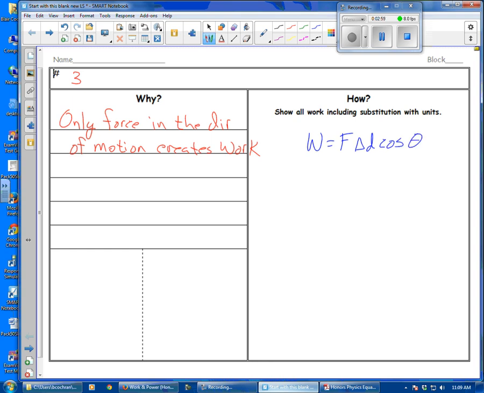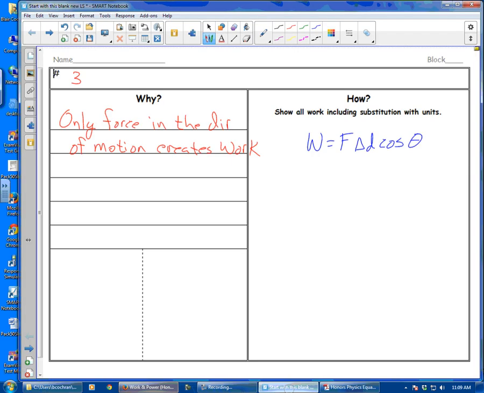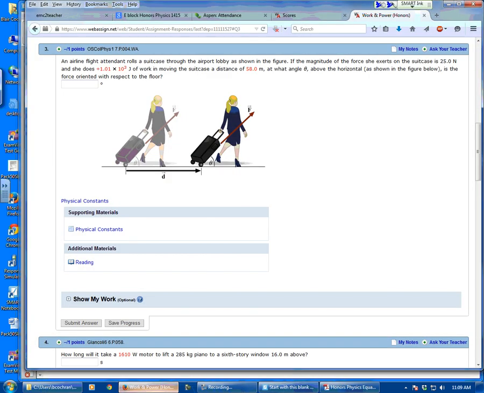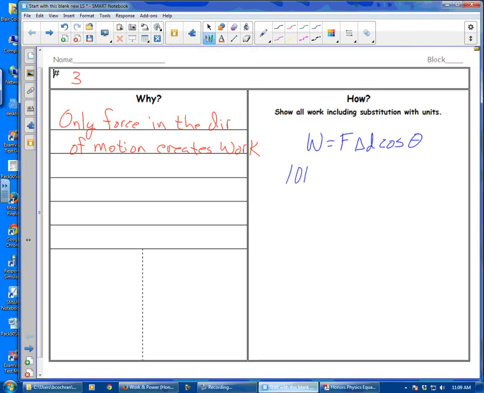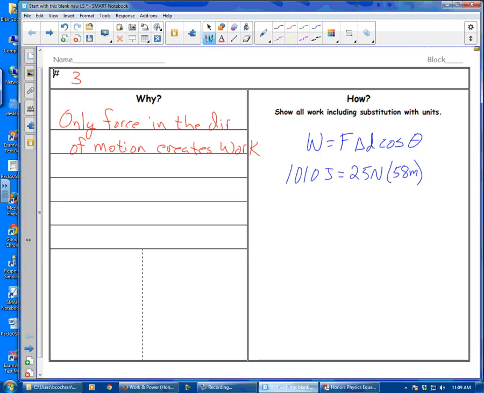And now we look for things that we know. We know the force that she uses, we know the amount of work that she does, and we know the distance. So really now it's just plugging it in. The amount of work, I'm told, is, for me, 1,010 joules. The force is 25 newtons. My distance was 58 meters, I believe. And in cosine theta, my only variable is theta, which I can solve for.